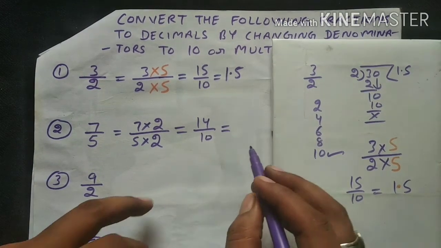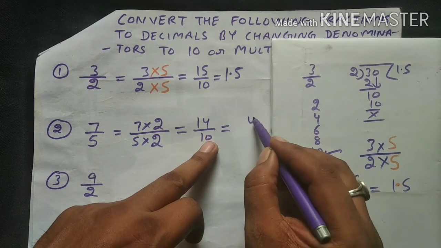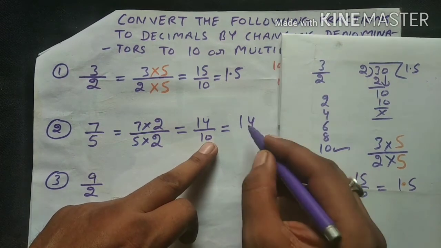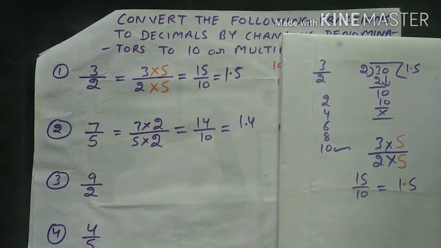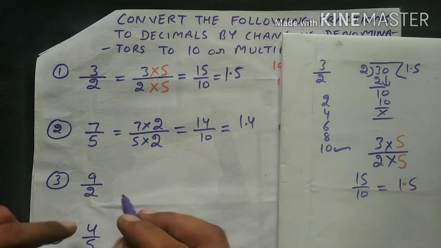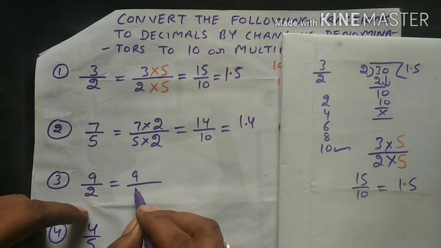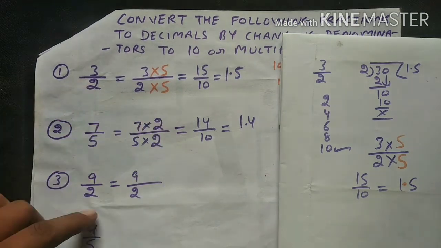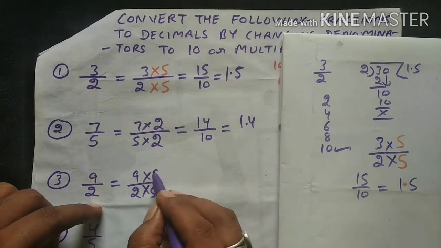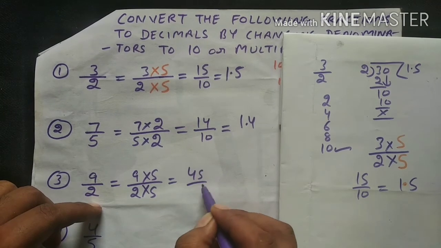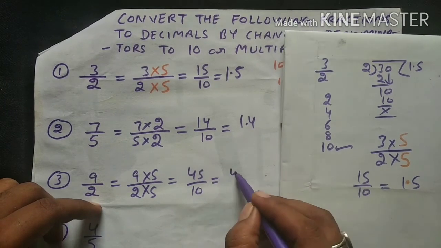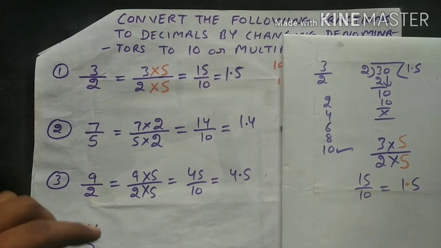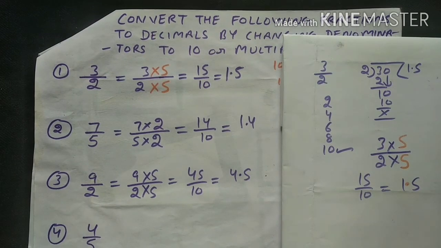Now how will we write the answer? Because there is one 0, firstly I will write 14 and then mark the decimal after one digit from the right. Now 9 by 2. Now 2's table is the same, so I will multiply by 5 and 5. Now 45 over 10, 4.5, this is the answer.